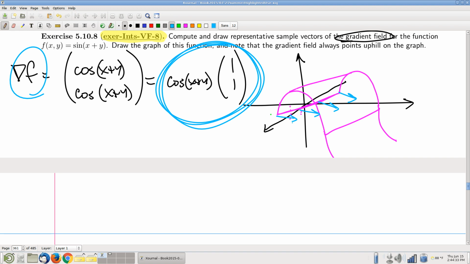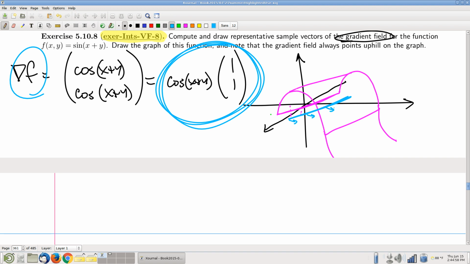Okay. All right, now for artistic reasons, so our picture doesn't get too cluttered, let me just draw the next vector after having erased the previous. So here we have x plus y equals a slightly larger value. Well, cosine is going to be smaller. Still positive, but smaller. So we're going to have these shorter vectors.